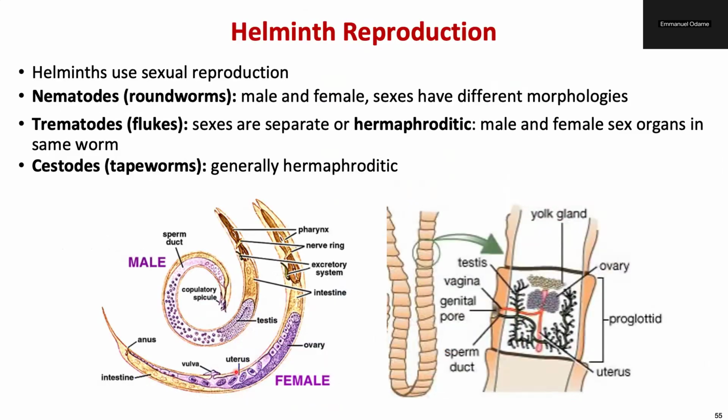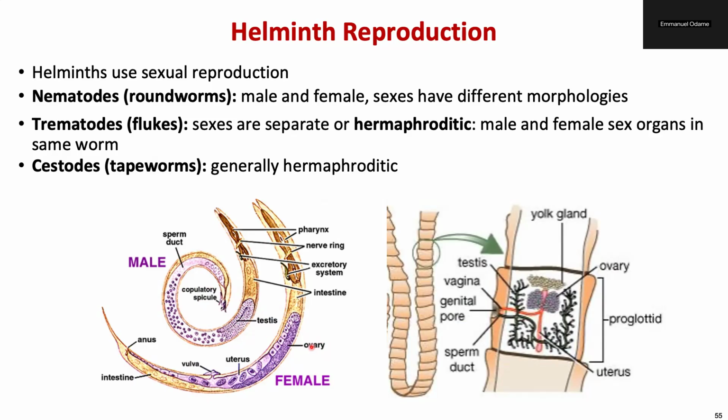So to talk more about the reproduction, they are sexually reproductive. For example, nematodes are known to have both males and females, and the sexes have different morphology. So an example of them is here. You have a male, which has testes and the sperm duct, and then the other one is a female, which has ovaries, uterus, and other reproductive organs needed for reproduction to occur.